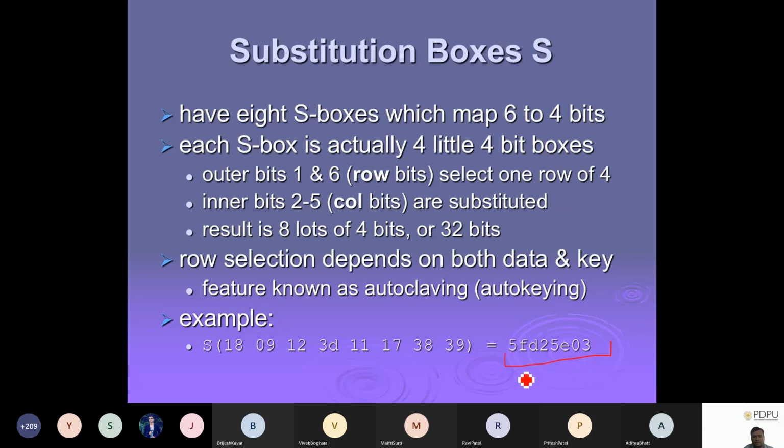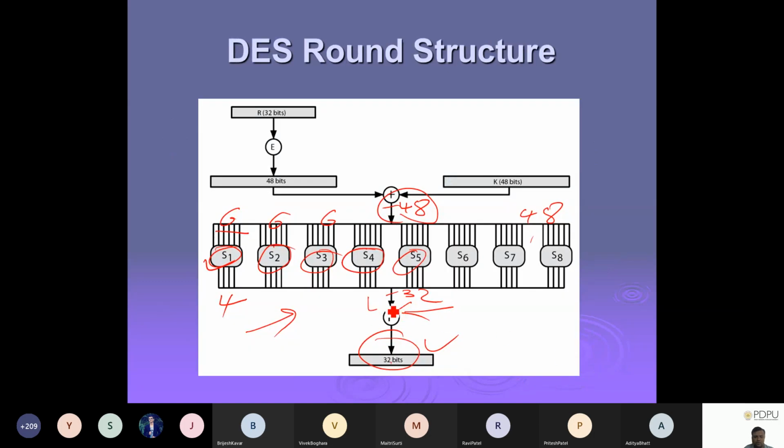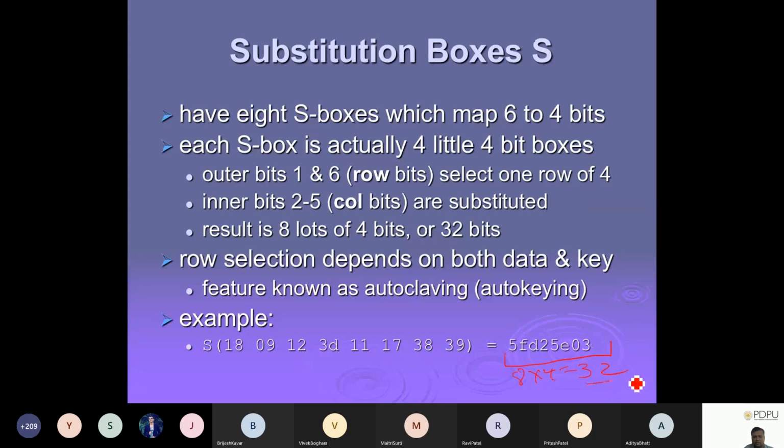So it is hexa, so 8 into 4, it is 32. Well, it is matching, because you can see here my output is 32 bits. So this, my output, is 32 bits. I am concerned about the input. So it means I have missed something, right?